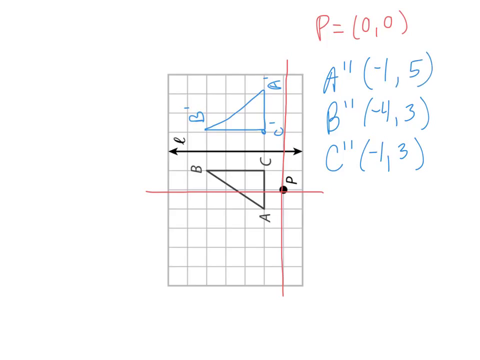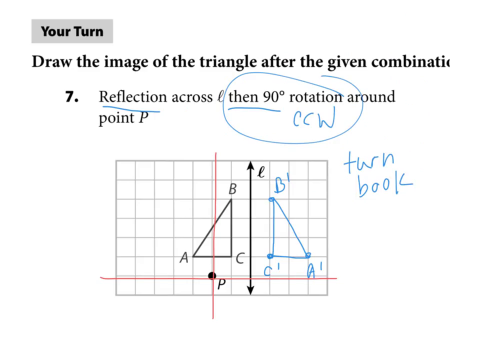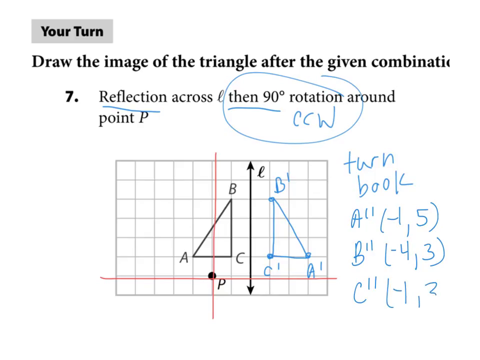Now I'm going to turn my book back, and I'm going to plot those points, and that will be my final triangle. I think it makes sense to draw and then maybe even shade in the final product, so I'll show you what that looks like back on the other slide here. Okay, we've got our list of points. A double prime was -1, +5. B double prime was -4, 3, and C double prime was -1, 3.